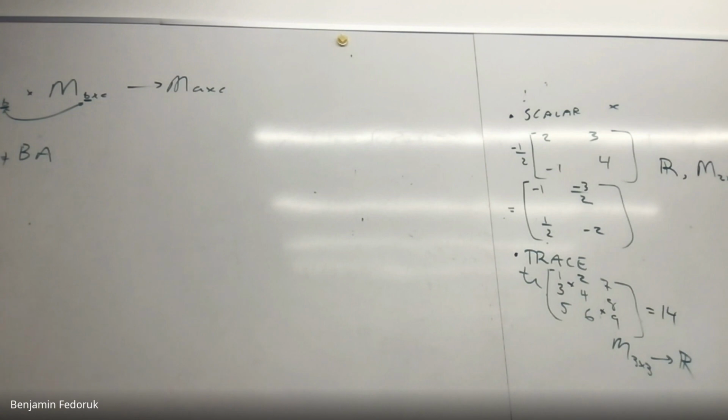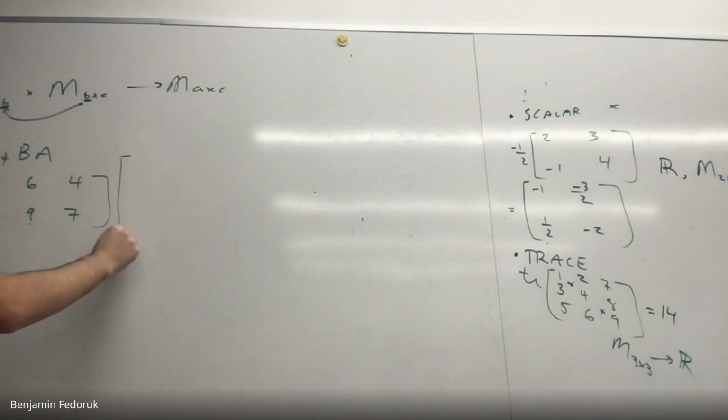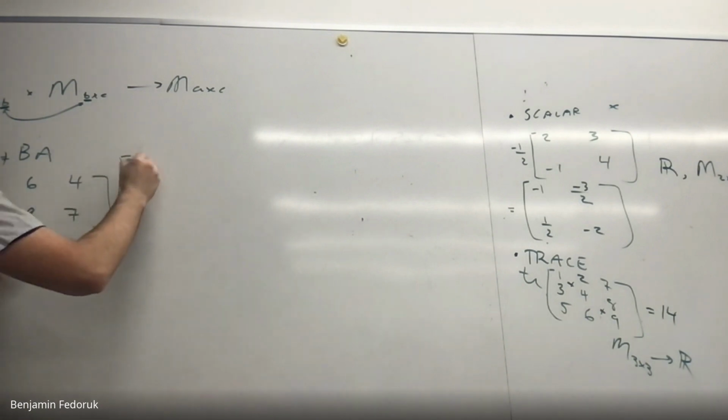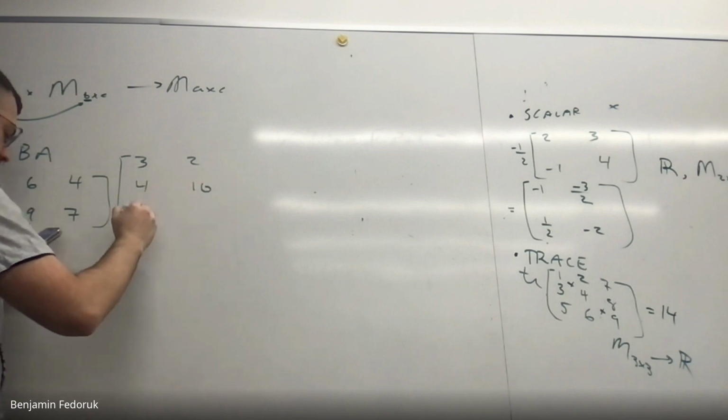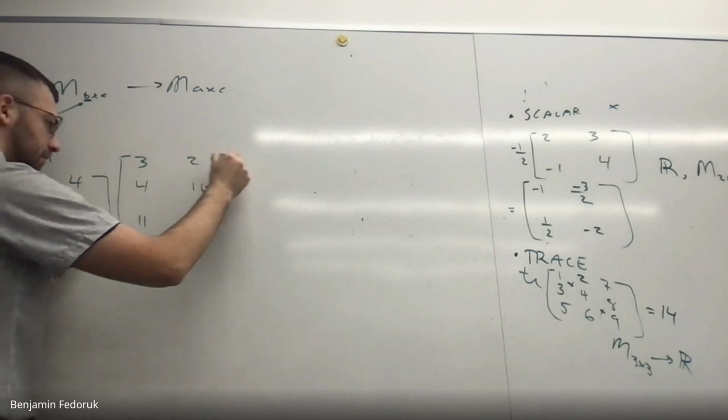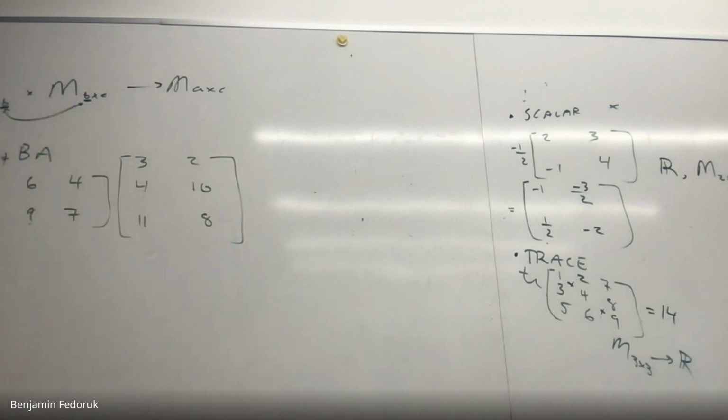I've got one here on my phone that I pulled up from Google because I'm not creative enough to come up with one. So let's say 2, 6, 4, 1, 9, 7. And we want to multiply it by 3, 2, 4, 10, 11, 8. So the first thing to check is, can we do it? Maybe what I'll do is just write down the sizes of the matrices, right?